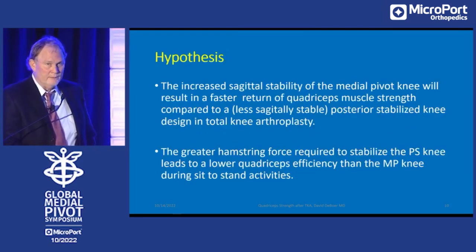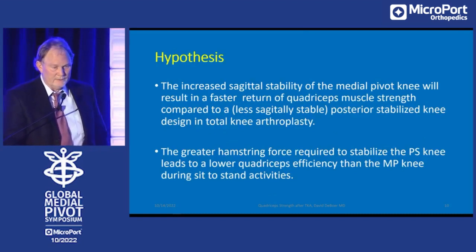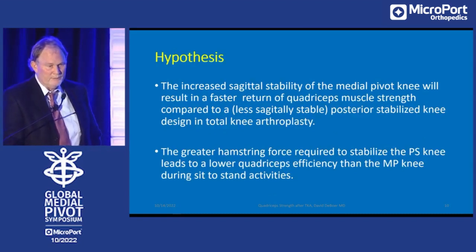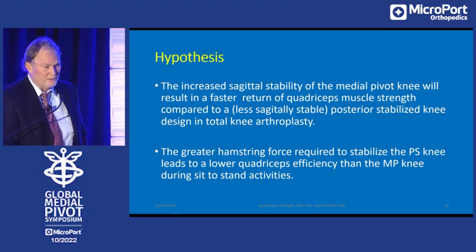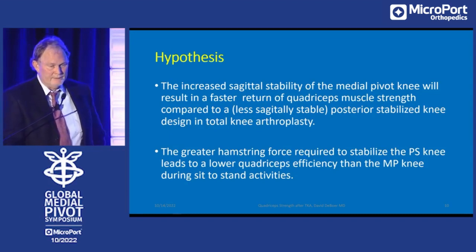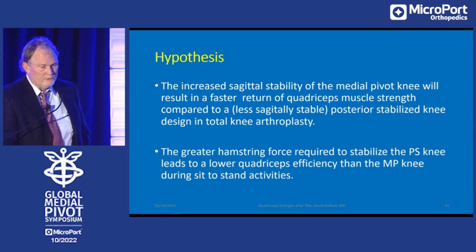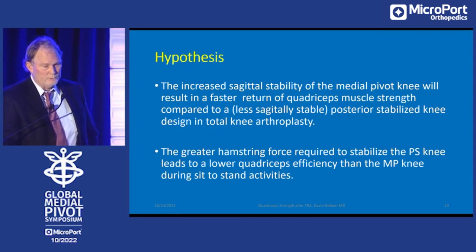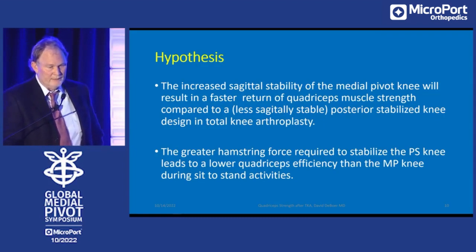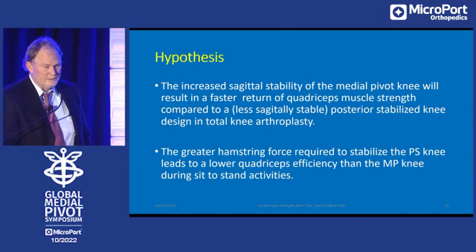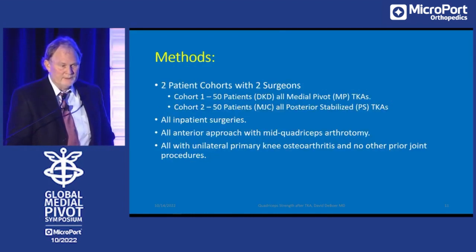So we then created our hypothesis that the increased sagittal stability of the medial pivot knee would result in a faster return of quadricep muscle strength compared to the less sagittally stabilized posterior stabilized knee in total knee arthroplasty. And then we thought also that the greater hamstring force required to stabilize the PS knee would lead to a lower quad efficiency than the medial pivot knee during sit to stand.